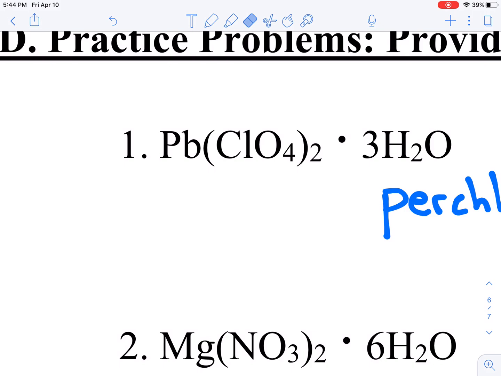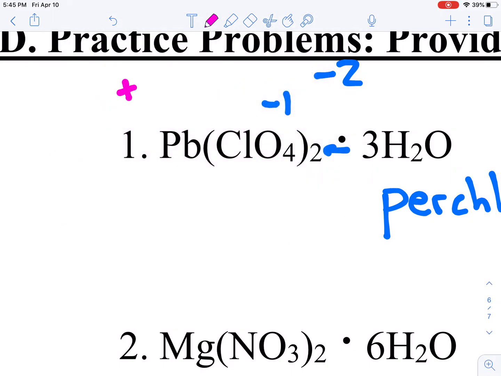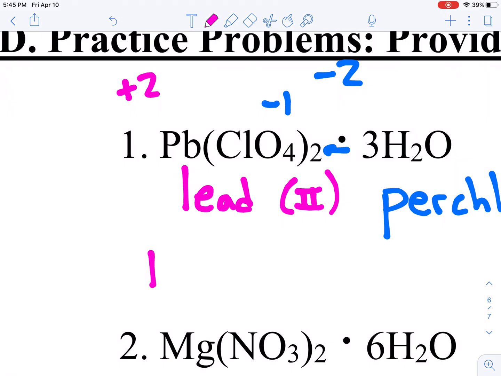To do that, let's look to the anion. The anion never lies. So ClO4 has a -1 charge, but there are 2 ClO4s. So that means the entire negative side of this compound has a -2 charge, which means the positive side must be +2. So we could either name this lead-2, or another word for lead-2 is plumbus. So either lead-2 perchlorate or plumbus perchlorate.